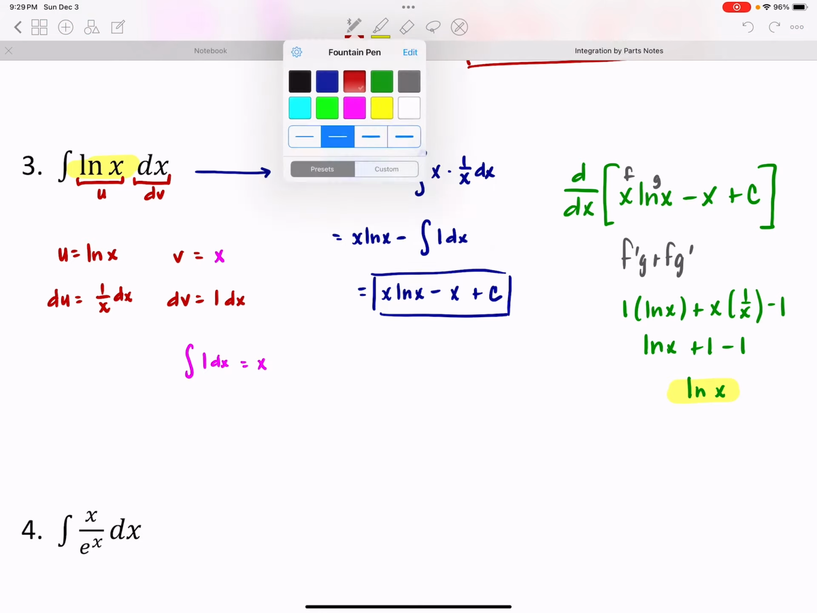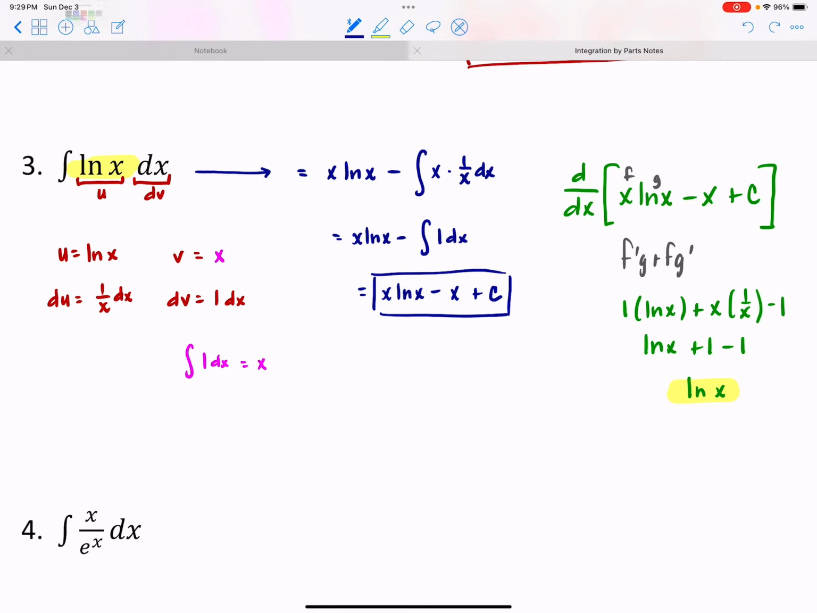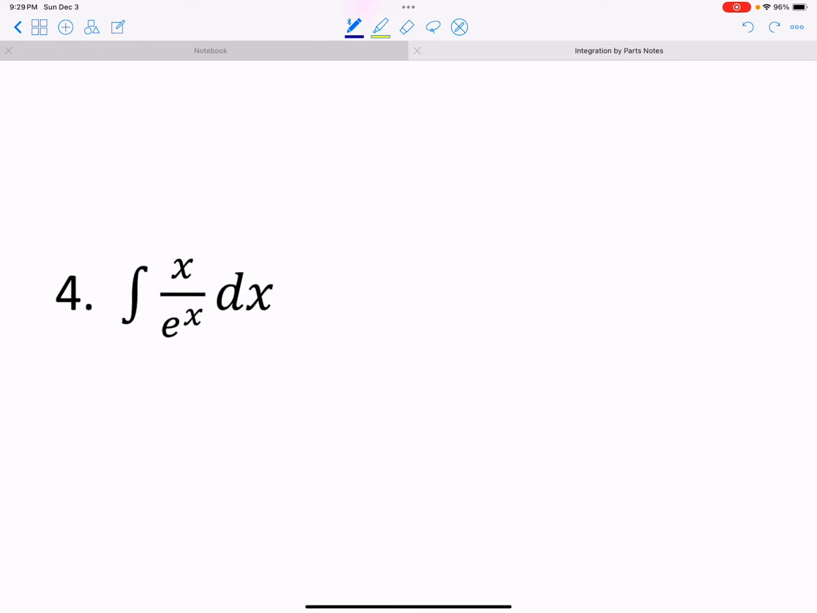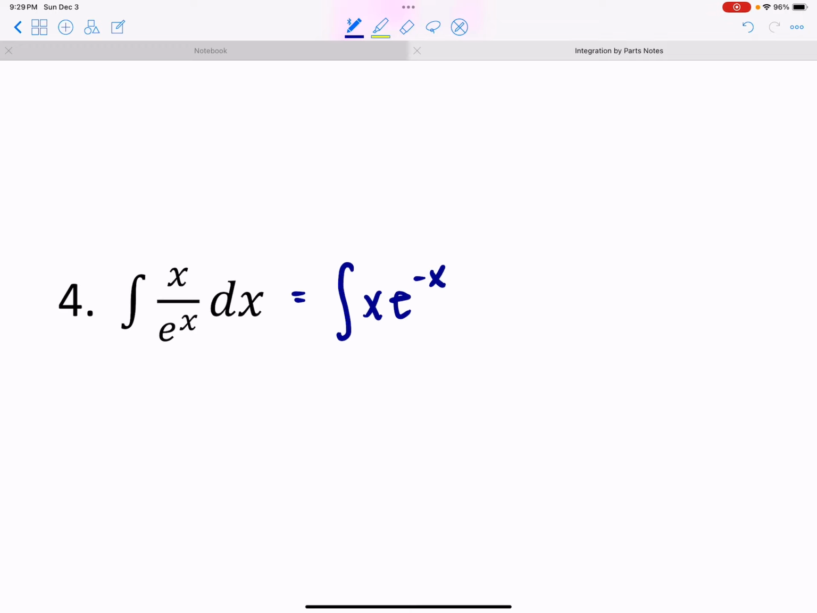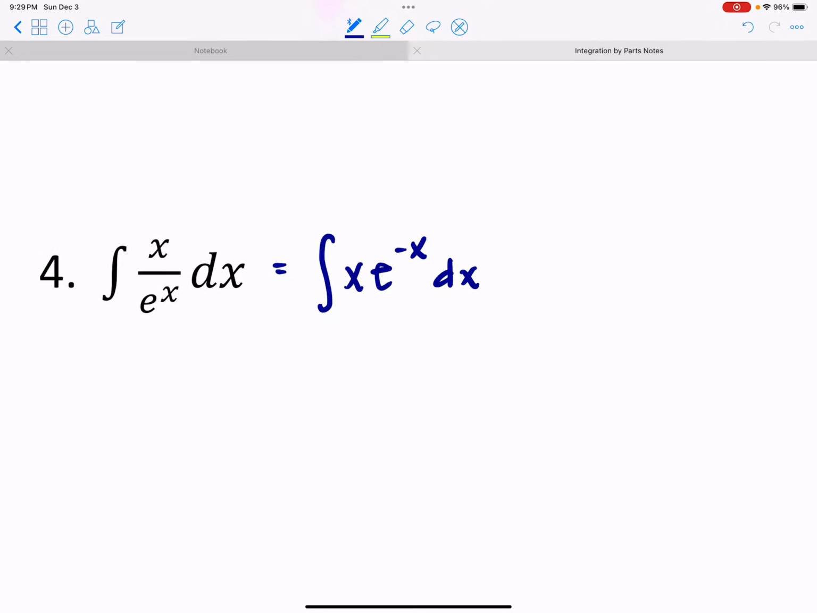Alright, let's try the next one here. Before doing anything on this one, I would probably rewrite this. When I have a fraction, I try to rewrite if I can. It's not always conducive, but in this case, I can move e to the top of the fraction by making its exponent negative, so make that x times e to the negative x dx instead of a quotient, because I know how to handle the product now using my integration by parts.